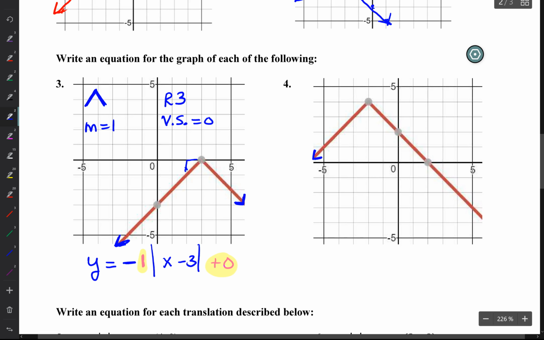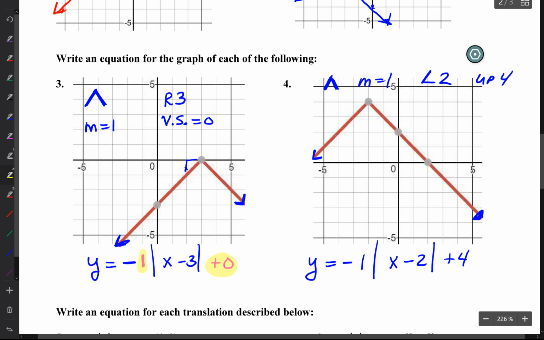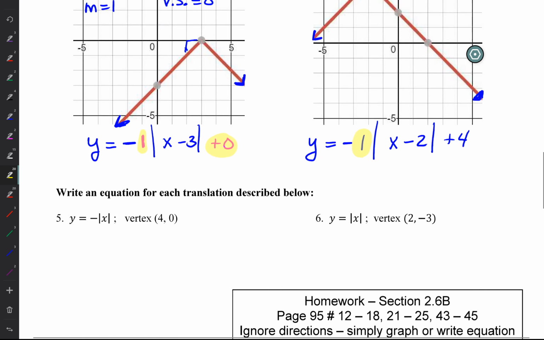Let's look at number 4. Once again, putting my arrows on there. Once again, it's a mountain. That means it's a negative. The slope of our mountain is 1. It's shifted left 2 and up 4. So let's write our equation. Y equals negative 1, absolute value. Left 2 is x plus 2. Up 4 is a plus 4. The only piece of information in this one that's insignificant is that 1. We need the negative, but not the 1 as we're looking at these. All right, let's move on.